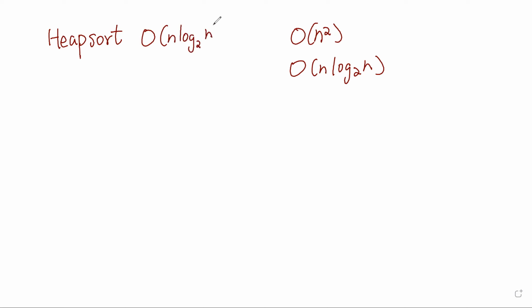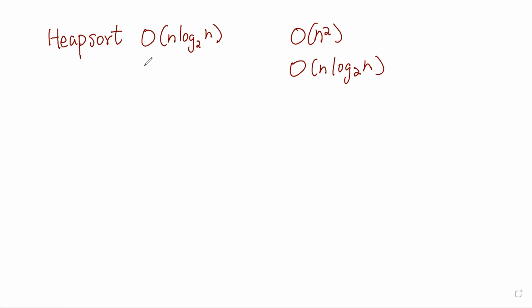Heap sort. Okay, and generally speaking, previously we learned quite a number of sorting algorithms. Some sorting algorithms have time complexity of order of quadratic, and some are n log 2n, like quick sort and merge sort. And generally speaking, heap sort also is order of n log 2n. Okay, and then how does heap sort work?